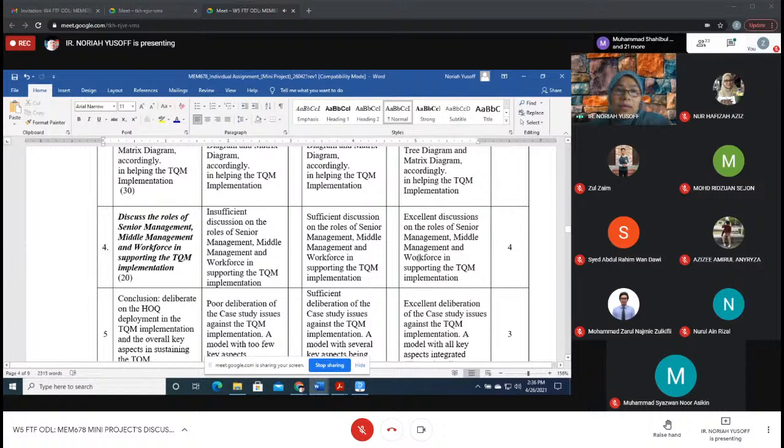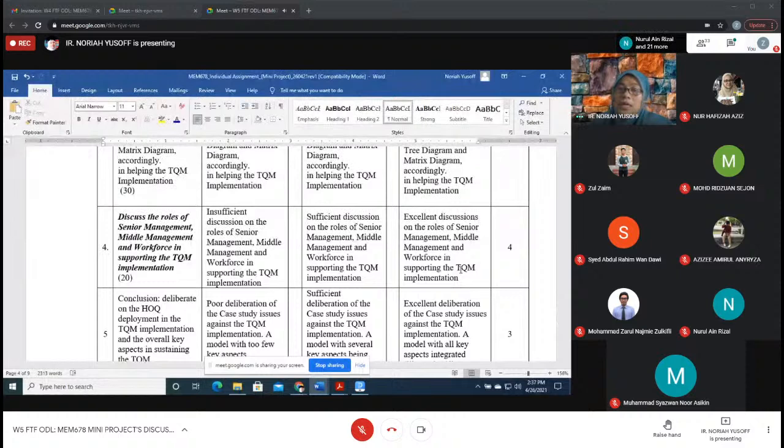So for content number 3, discussion on the roles of senior management, middle management and workforce in supporting the TQM implementation. So must be excellent discussion. Why did I say excellent discussion? Some of the reports that I have received from students are very general in terms of the organizational structure too. Discussion on the roles of senior, middle and workforce.